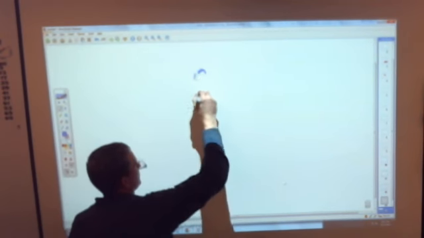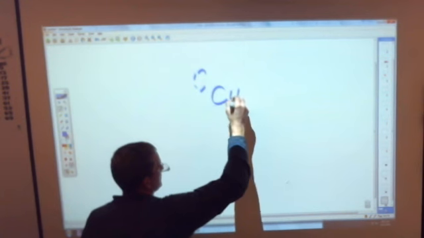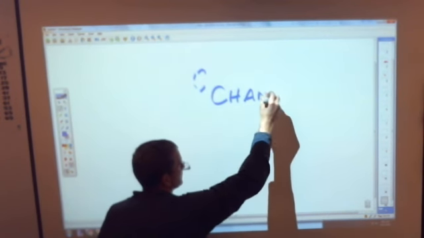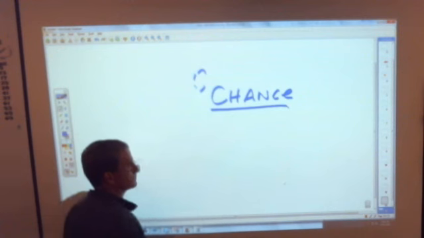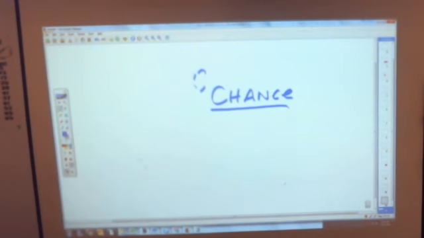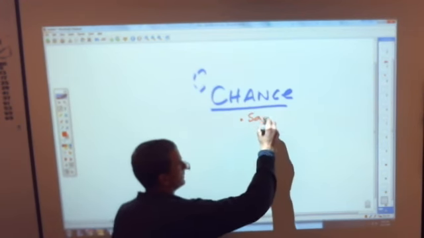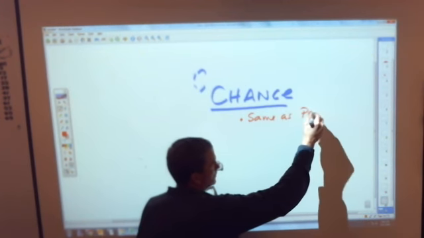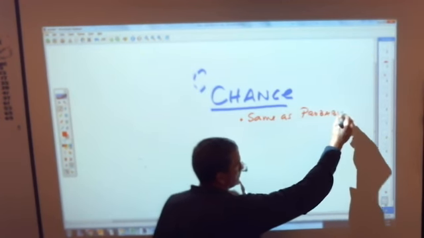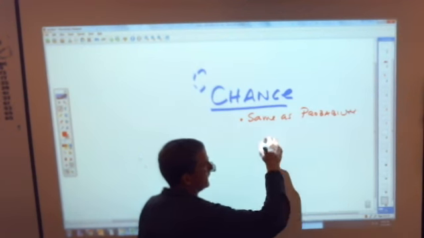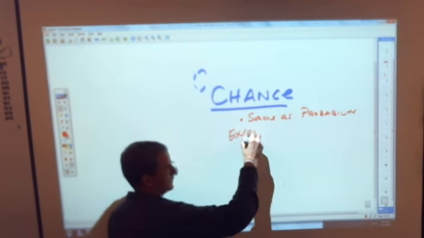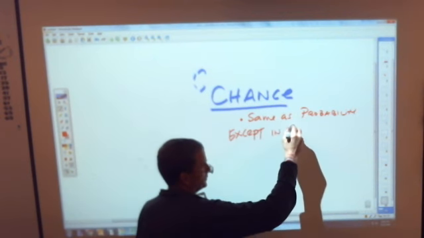On top of a blank piece of paper, write the word chance. Related to probability is chance. And this will be quick. Chance is really the same as probability, except in percent form.